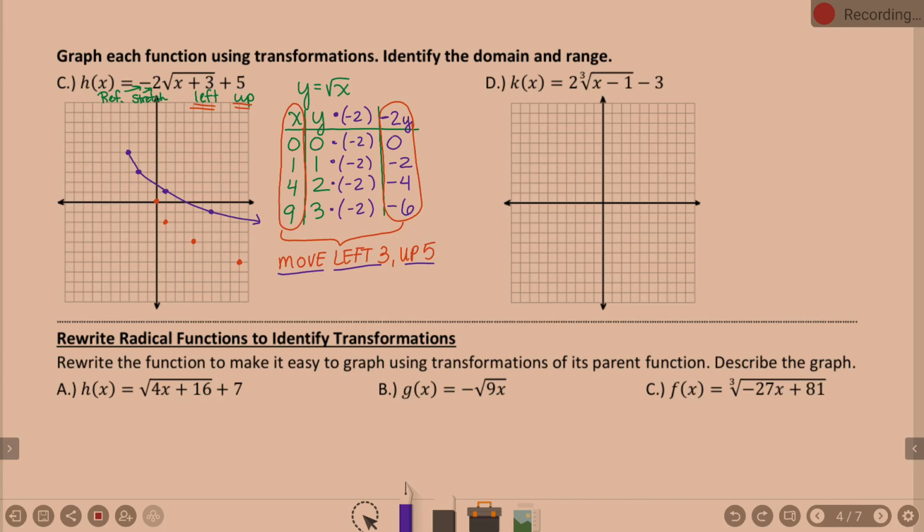Now, Jocelyn wasn't going to let me forget. That's good. We do need to still talk real quick about domain and range, and I'm just going to squeeze them in right here.